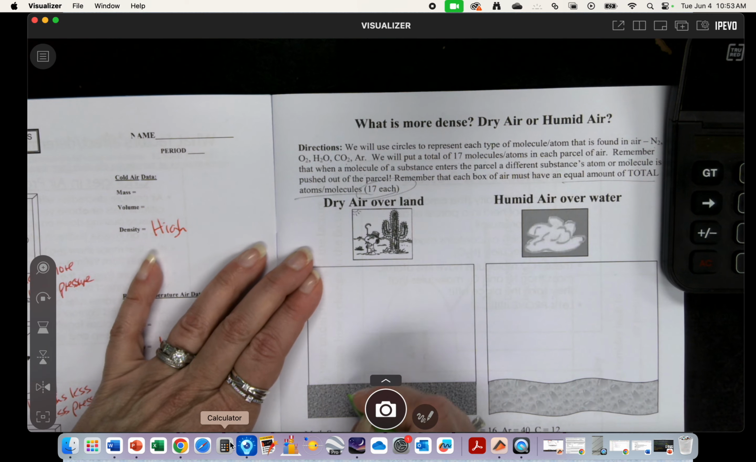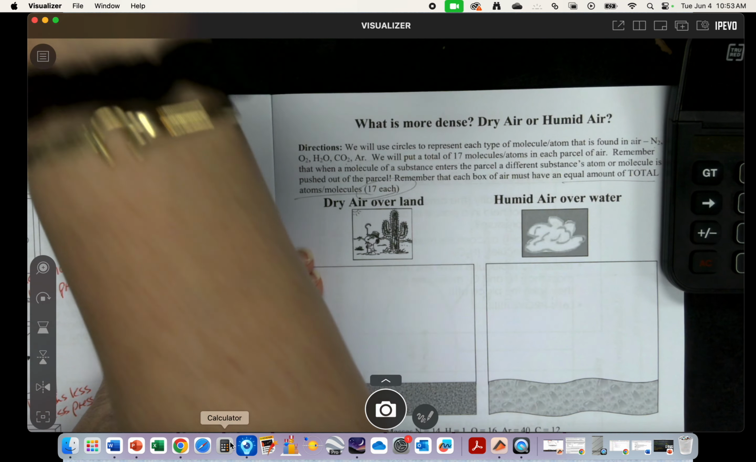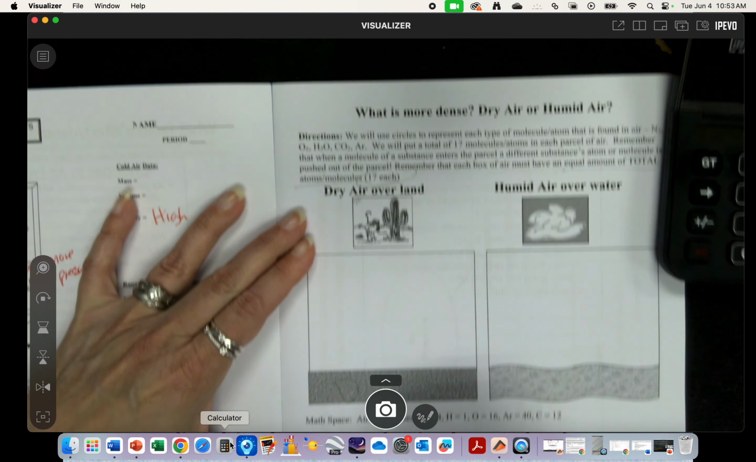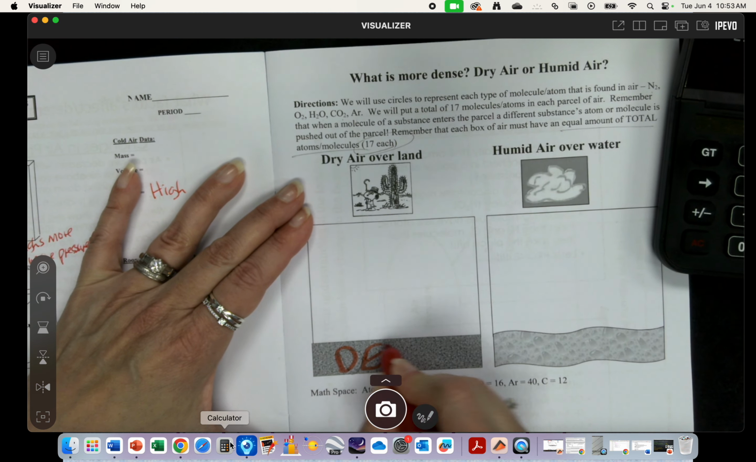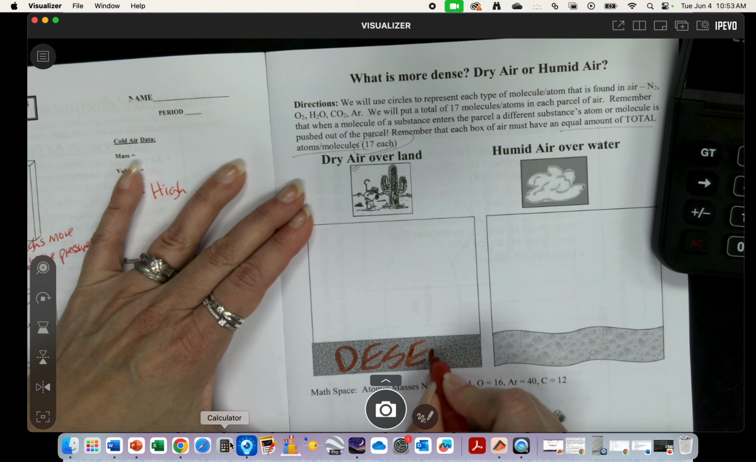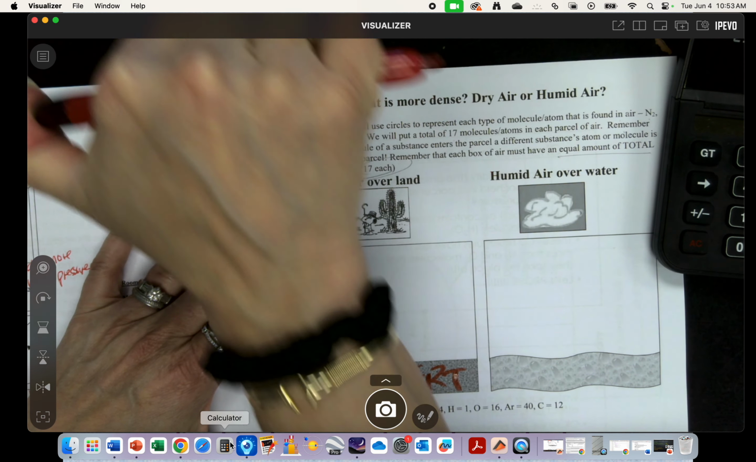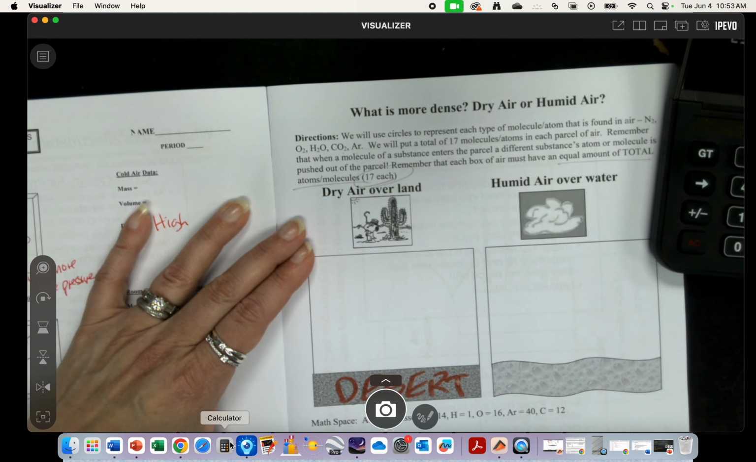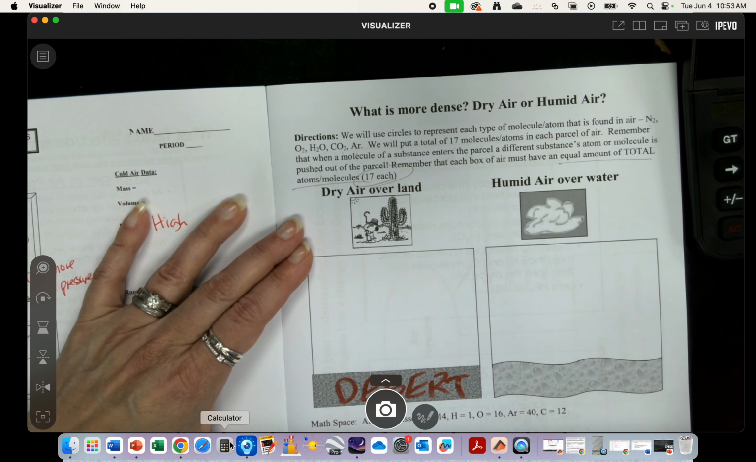Now, where are we? We're in the desert. Let me write that a little bit bolder. This is the desert. Now, even when you're in the desert, the air does contain a wee bit of moisture. It's not completely 100% dry, all right?